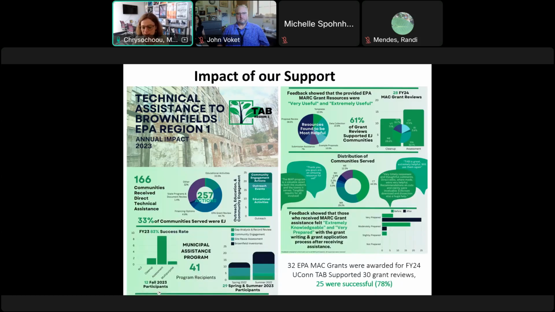Just very quickly, this is the impact of our support. I won't go over everything that's on this slide, but from the 32 EPA grants that were awarded in fiscal year 24, we supported 30 grant reviews, and 25 of the ones that we supported were awarded. So our hit rate for award is 78%. We are putting a lot of thought and care into our review process, and we encourage you to reach out to us to be successful.